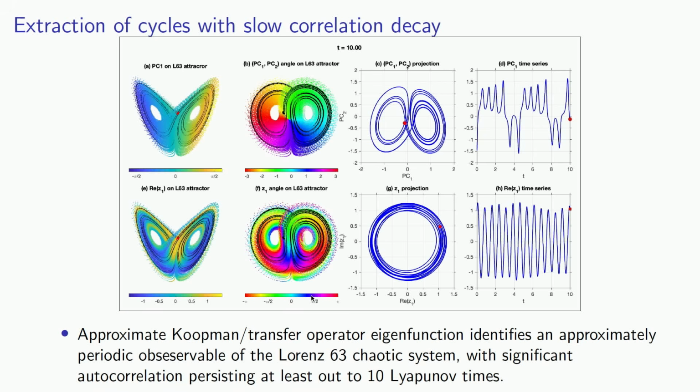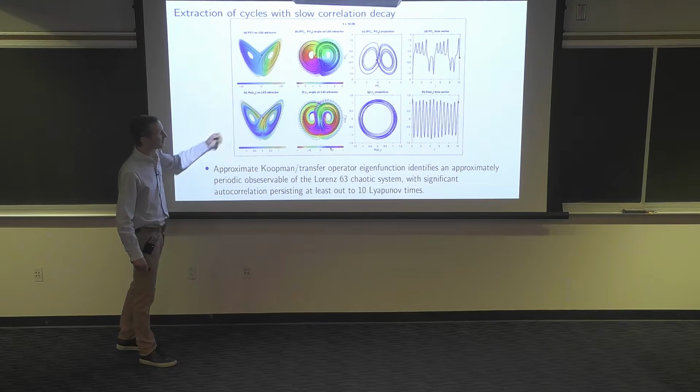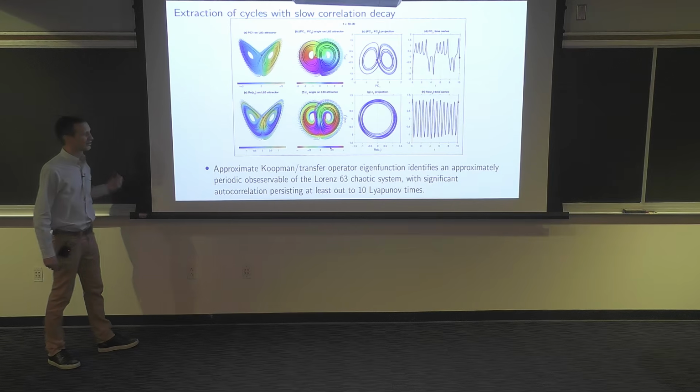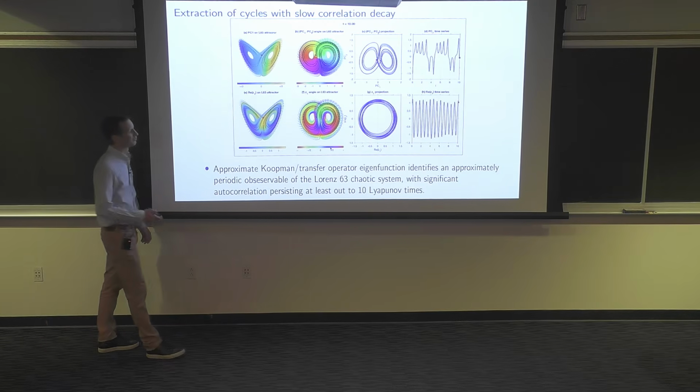So they were not given information about the equations of motion in this case, although there are versions of the methods where one can inject information from equations of motion. But in this case, they were just given time series and they output these types of patterns. And there is a theoretical understanding as to why this happens.